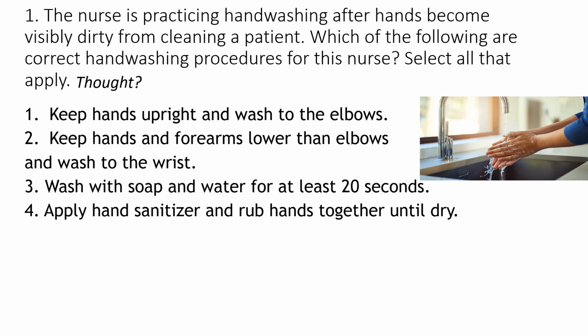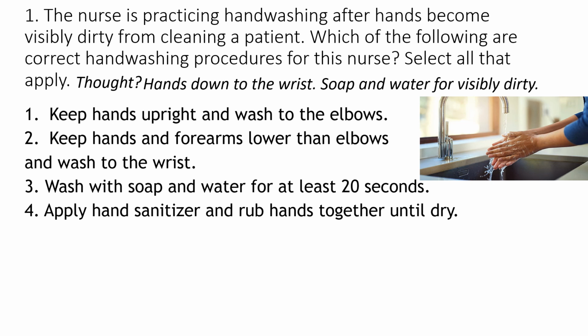And the correct answers here are number 2 and 3. The thought should have been that for clean hand washing, we wash to the wrist and we have to make sure to keep our hands down. And we had to pay attention in the question. It said visibly dirty. And if the hands are visibly dirty, or if you're coming out of somebody's room with contact precautions, you should always wash with soap and water.